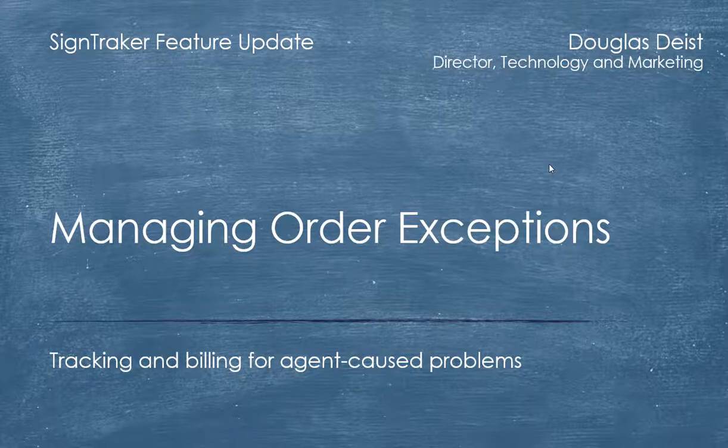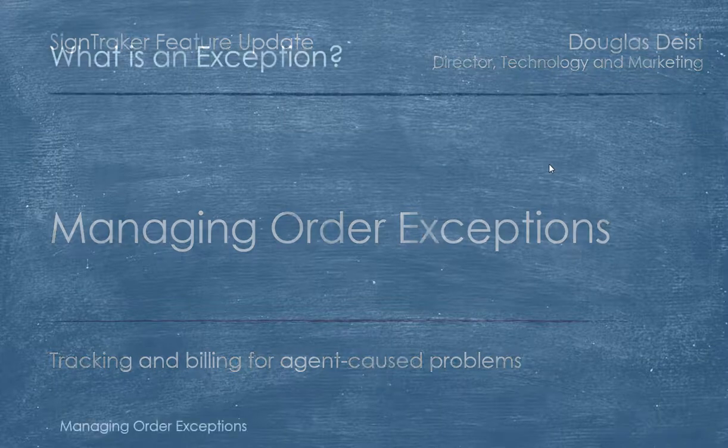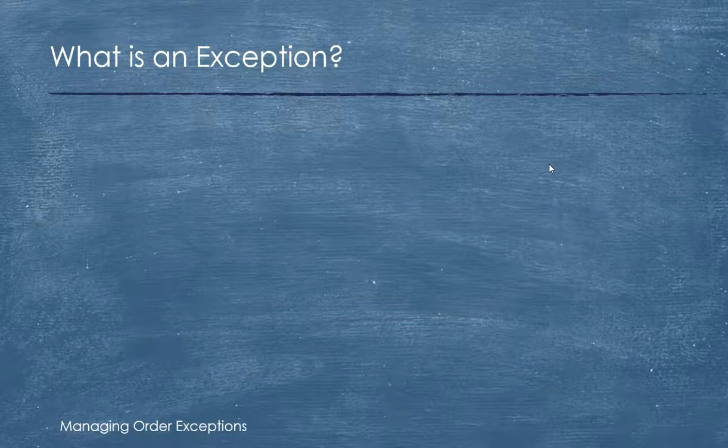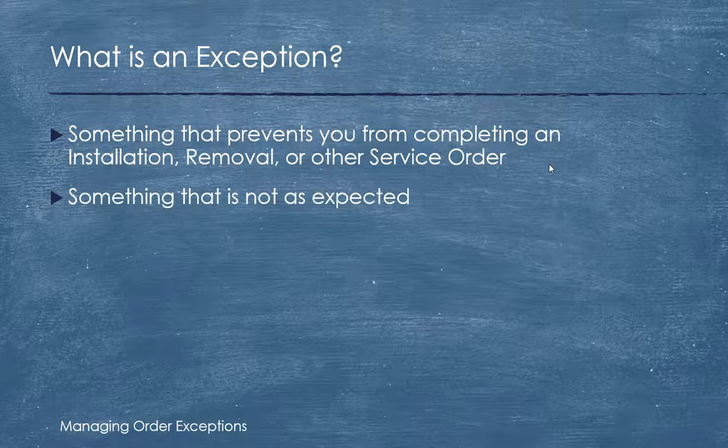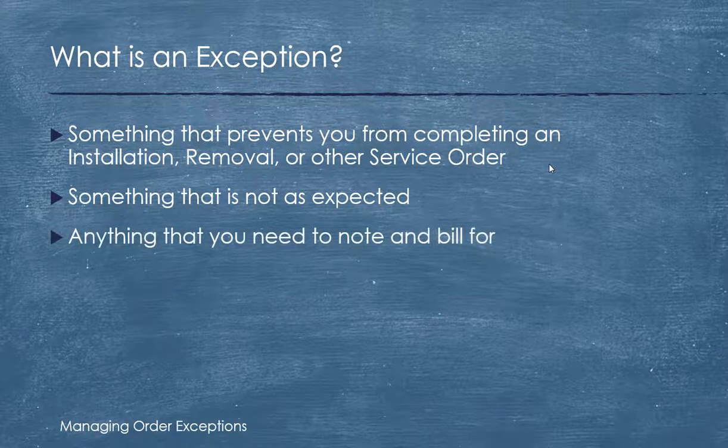Today we're going to talk about a new feature within SignTraker, which is related to managing order exceptions. So the first thing we should probably do is define what an exception actually is. Generally, it's anything that prevents you from doing what you intend to be doing. If it's an installation, removal, or some other service, whatever it is, it's just not what you expected. And it's typically something you need to keep track of and optionally bill for.